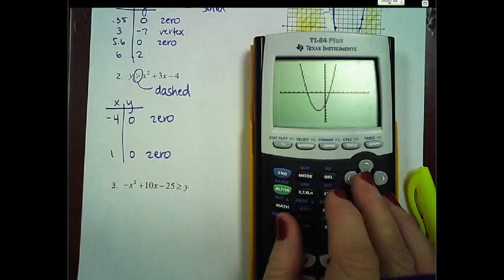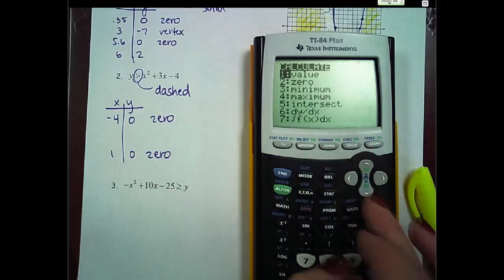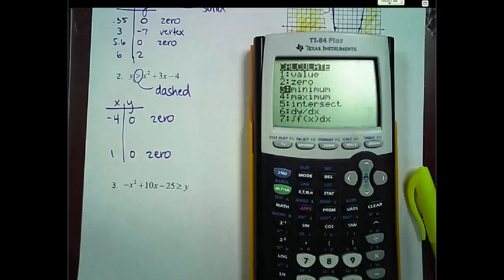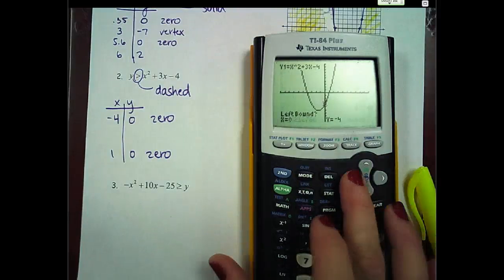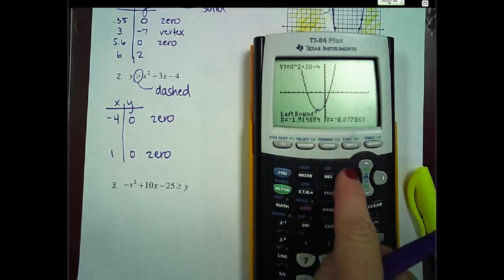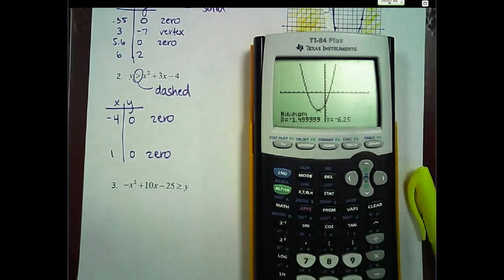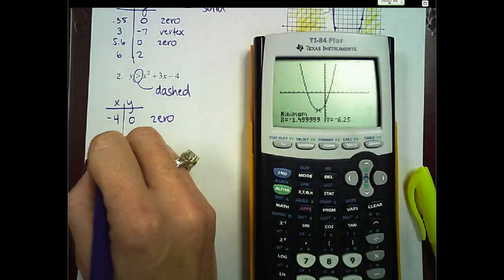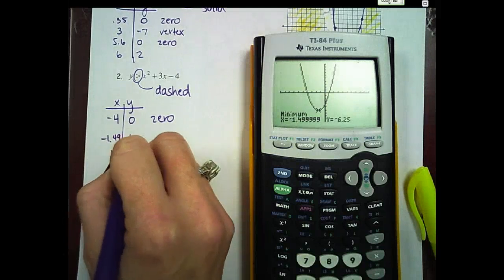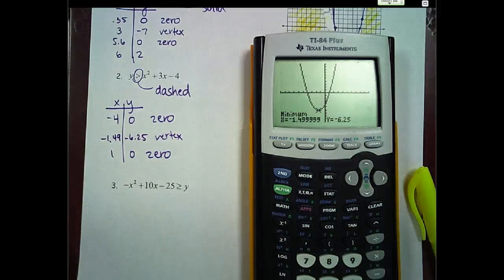Do you remember how to find it? What? How are you going to find it? You go to second calc. It's a minimum. So there I am, my cursor's on my vertex. I'm going to go to the left and hit enter. Now I'm back to my vertex. Go to the right and hit enter. So my vertex is actually -1.49 and -6.25. There's your 3 points.